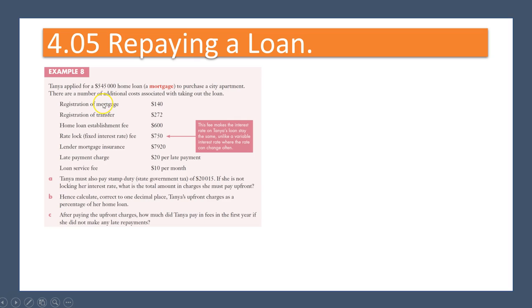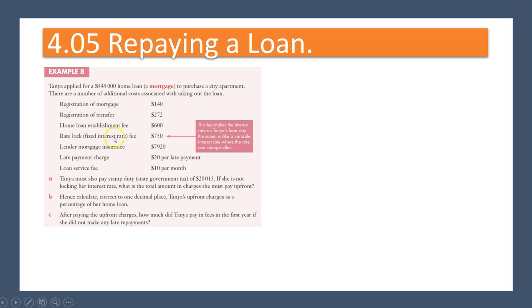So, registration of a mortgage, $140. You register the mortgage at the beginning of the loan. That would be a one-off payment at the beginning of the loan. Now, like I said, pause the video at any time. A registration of transfer is also a one-off payment at the beginning to get your loan established. Home loan establishment fee, obviously another charge. And that one is a one-off as well at the beginning of the loan.